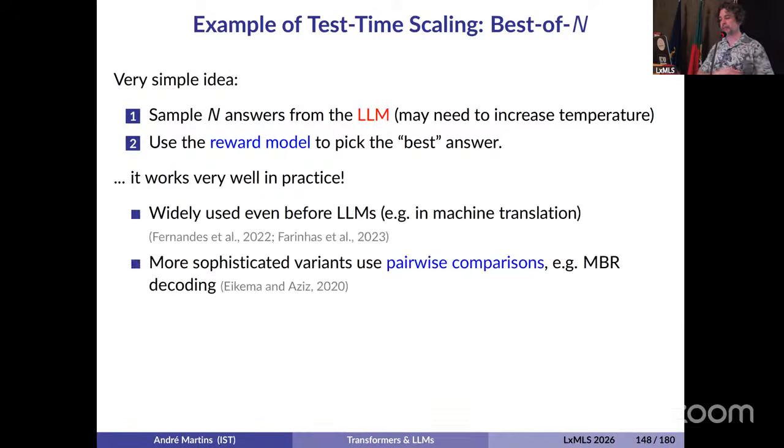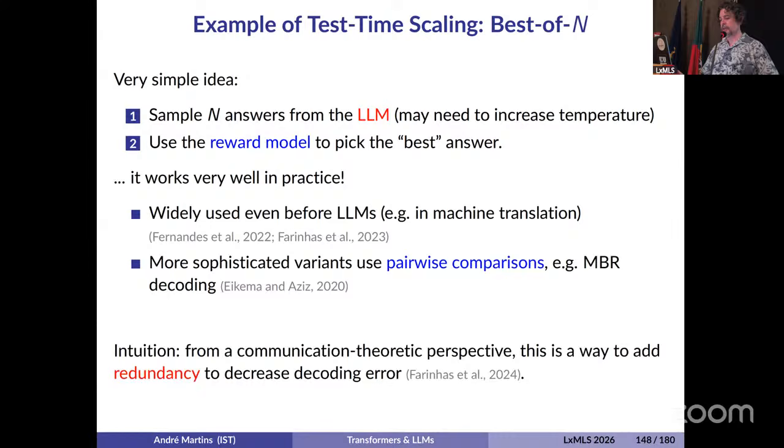This works very well in practice. It was widely used even before LLMs. For example, in machine translation, our group has some work where we use exactly this technique. We didn't call it best of n at the time. There are also more sophisticated variants that, instead of ranking each example individually, require pairwise comparisons. For example, looking at two different answers and providing some comparison of which one is better, or looking at which of them is more consistent with the entire set. So in machine translation, there is a technique called minimum Bayes risk decoding that builds on this idea of pairwise comparisons.